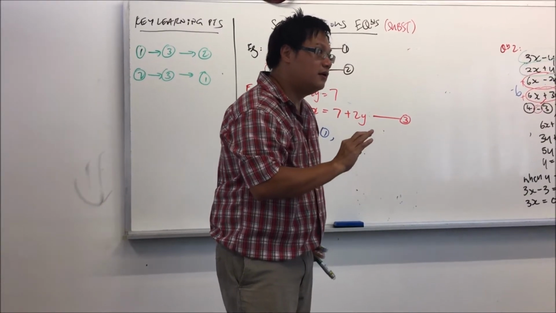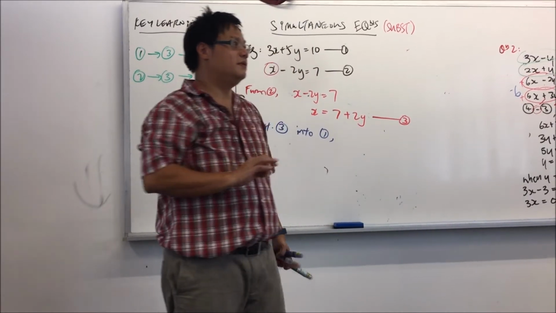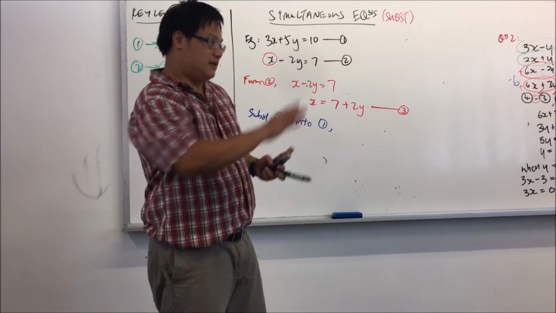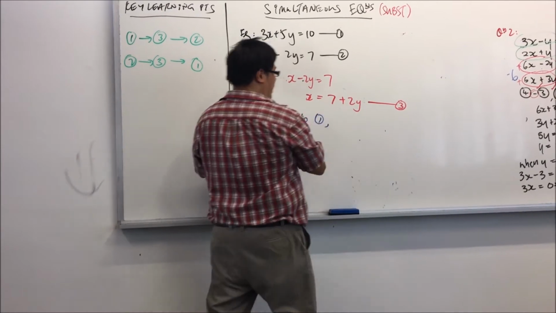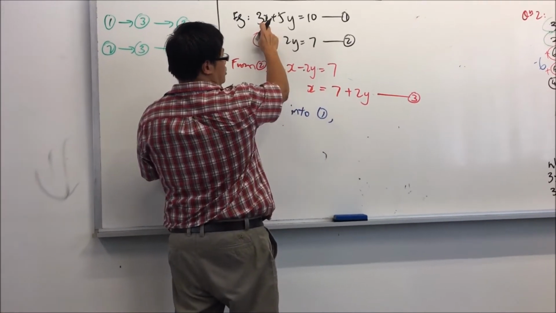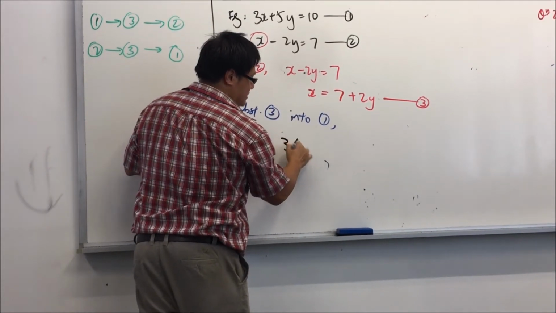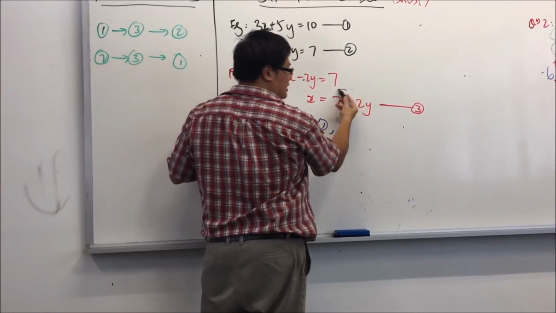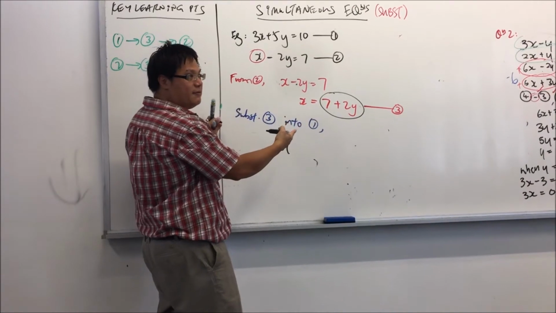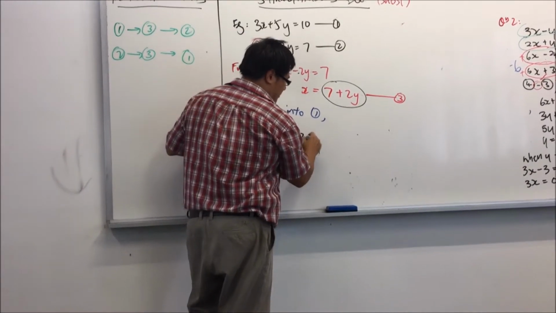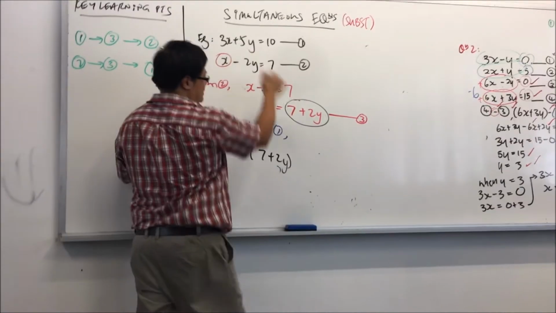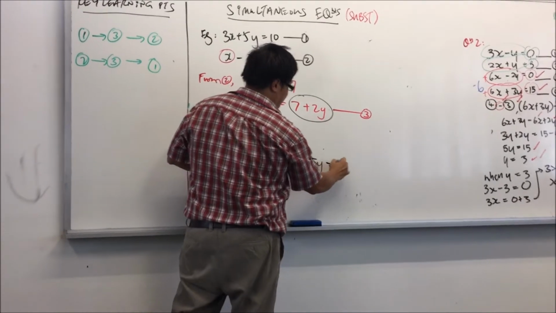100%. I prove to you now. Okay, 3 sub into 1. So watch here. 3 equation 1, right? This is 3x. Am I correct? 3x. Instead of x, what do I write? 7 plus 2y. So 3 times 7 plus 2y, then plus 5y equals to 10.